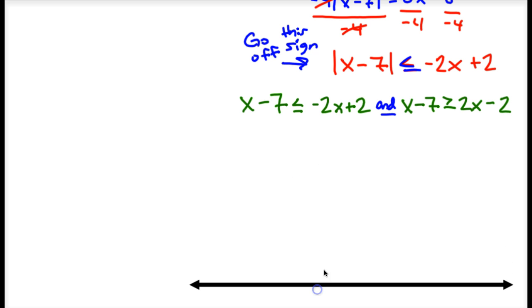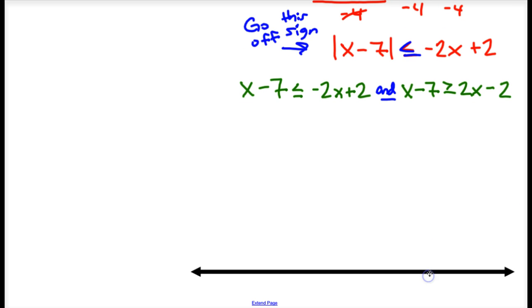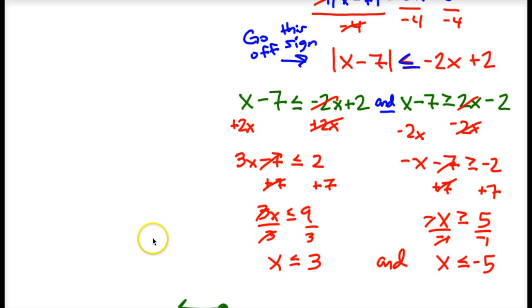If you want, you can go ahead and pause the video, try this on your own, and then click play to check your answer. So go ahead and do that now, please. Okay, so now let's go ahead and check your answer on this. When you solve both of these inequalities, you should get x is less than or equal to 3 and x is less than or equal to negative 5. You can check your work up here with mine.